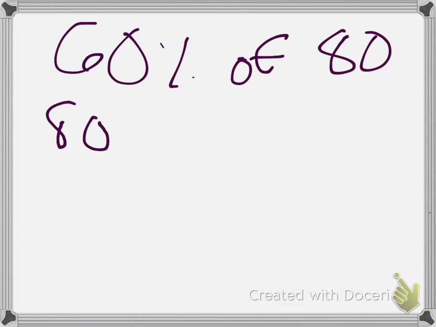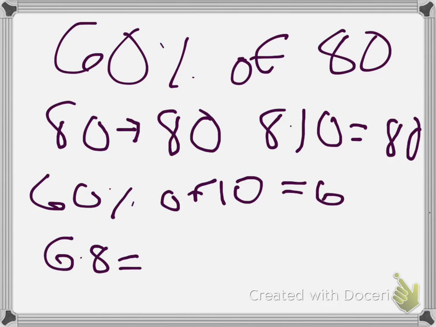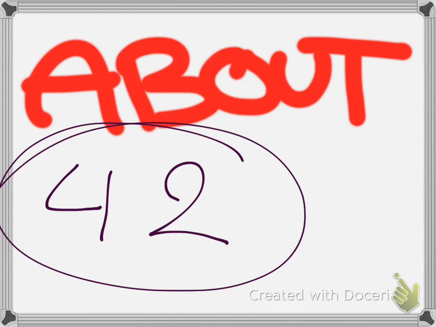The next problem is going to be 60% of 80. 80 itself is a multiple of 10, so it stays as 80. 8 times 10 equals 80. 60% of 10 equals 6, and 6 times 8 equals 42. So the answer is about 42. Although you're supposed to say about, since the number is a multiple of 10, it's not completely necessary.